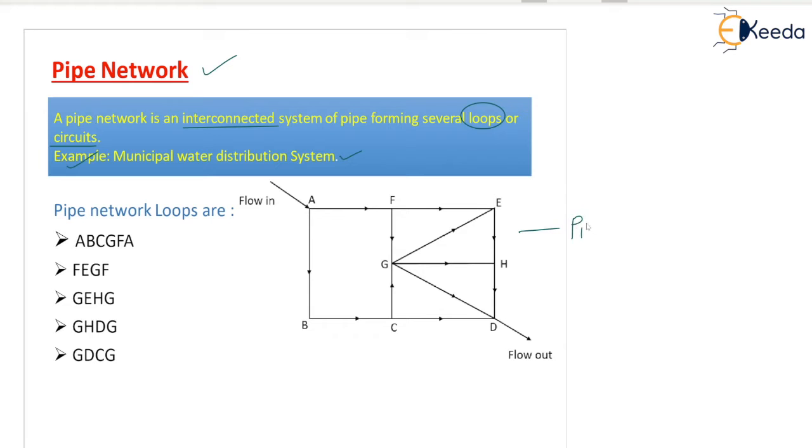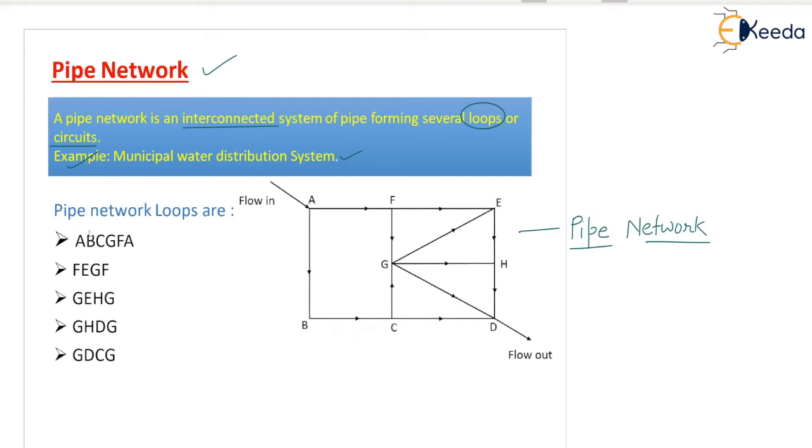This is an example of pipe network, but there are some conditions it has to follow. There are some conditions it has to follow, then only we can say this is a pipe network.